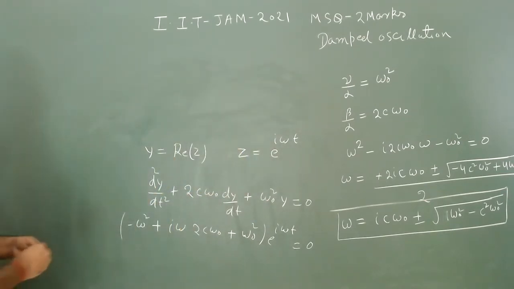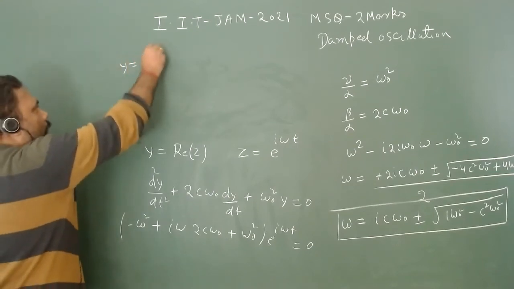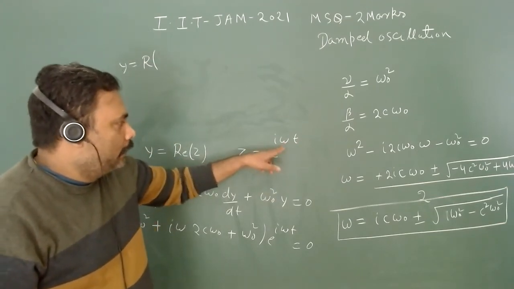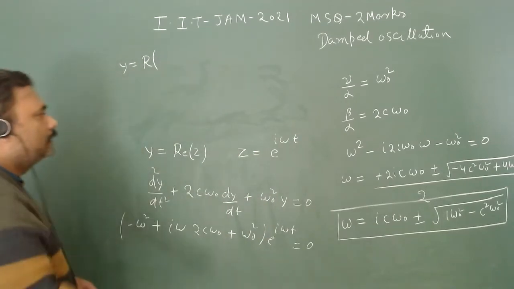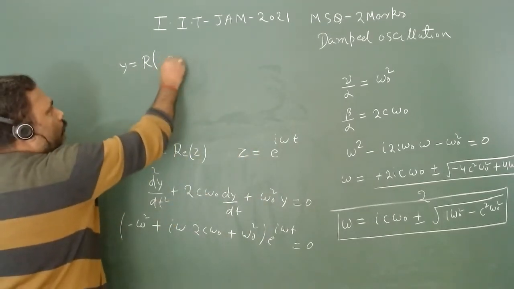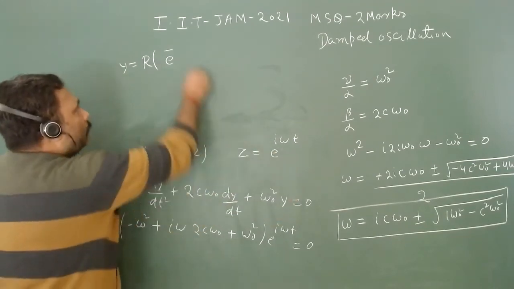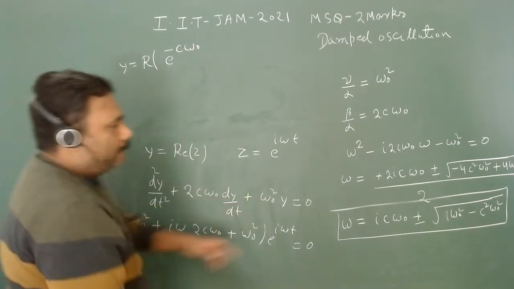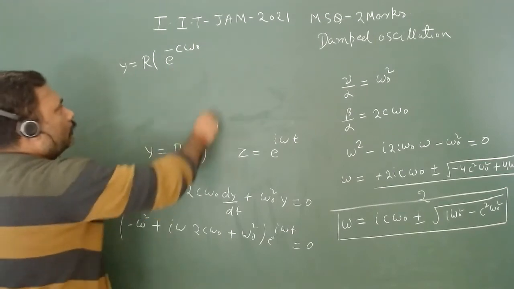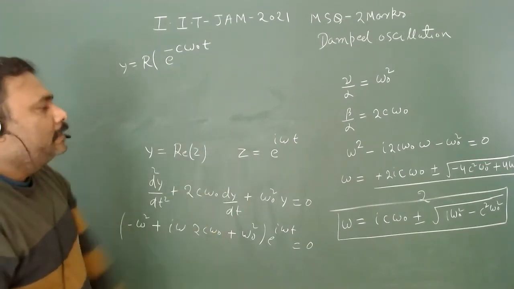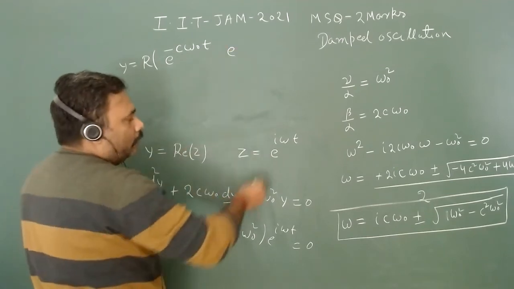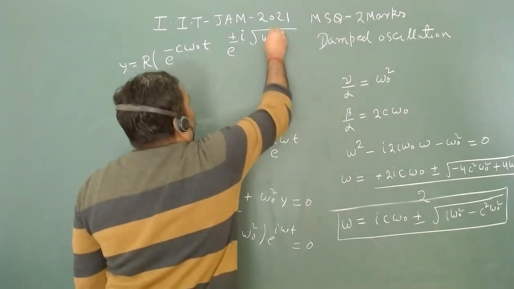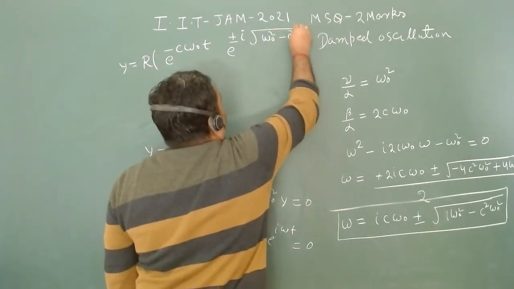So the solution is all about the real part of e to the power i omega t. So I have to put e to the power i into i, which is minus 1. So this will be e to the power minus c omega naught. This value is for the coefficient. This is the damping part, and there is an oscillatory part. So e to the power, we can have plus minus i, and here we have omega naught square minus c square omega naught square.